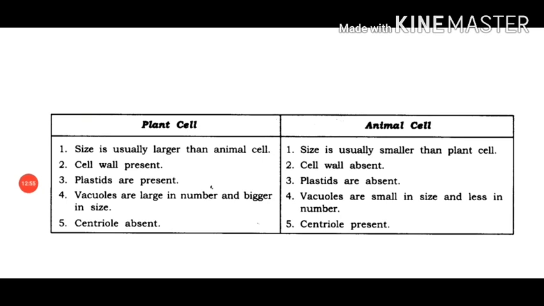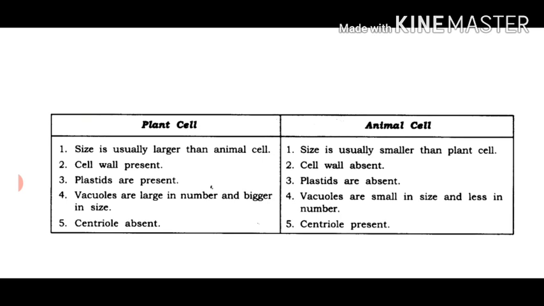Now, we have learnt about all the parts of the cells. So, with this, we can easily differentiate between plant cell and animal cell. Plant cell. First point, the size of the plant cell is usually larger than the animal cell. On the other hand, the size of the animal cell is usually smaller than the plant cell. Second, plant cells have a cell wall surrounding the cell membrane. On the other hand, animal cells only have a cell membrane. Cell wall is absent in animal cell.